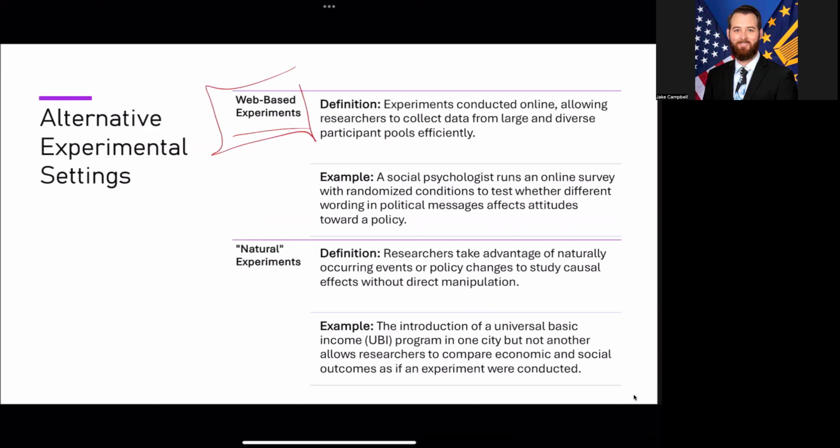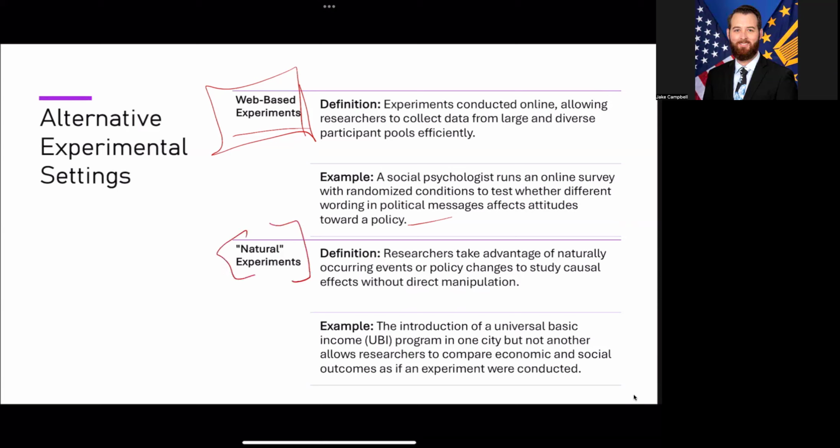Web-based experiments, obviously not all experiments happen in a lab. My dissertation didn't require bringing anybody to any physical site to do the experiment. It was all built electronically on a survey using a computer application. People could take it from anywhere. And so we have lots of ability to do these types of things, like a psychologist running an online survey with randomized conditions, looking at something like political messaging. The example in the book about watching a video on Muslim culture, right? That can easily be done via a web-based experiment.